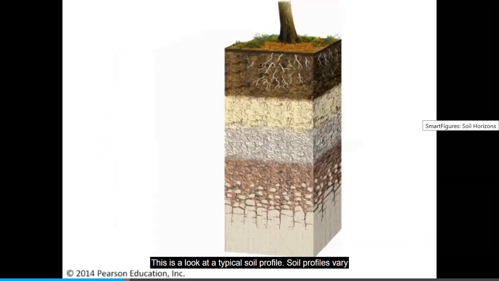This is a look at a typical soil profile. Soil profiles vary from place to place, but typically you'll see these general horizons. We start off at the top with the O horizon. The O horizon is basically dominated by organic materials, plant fragments and things like that. Below the O horizon is the A horizon, and this is where we find mineral matter that's been mixed in with some humus.